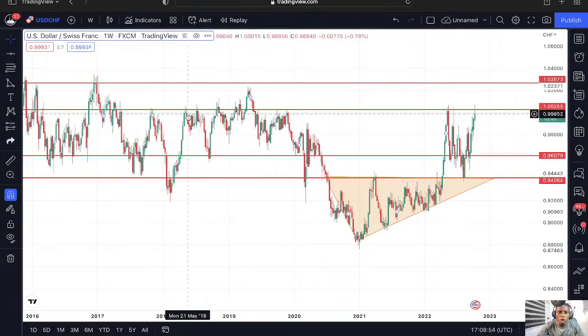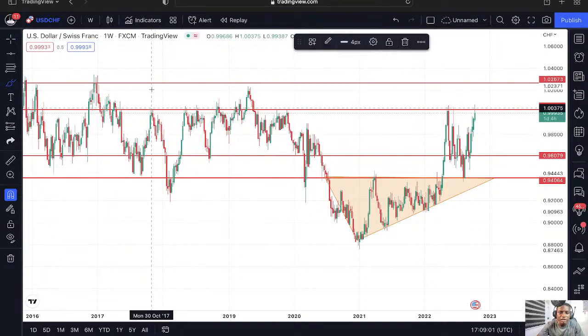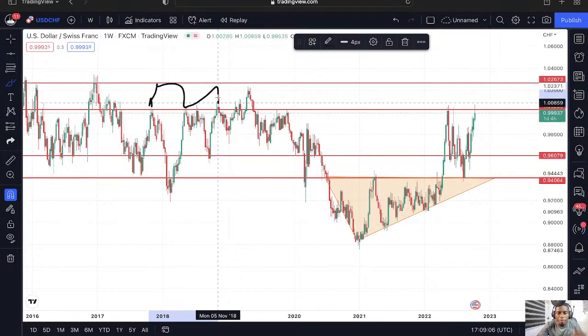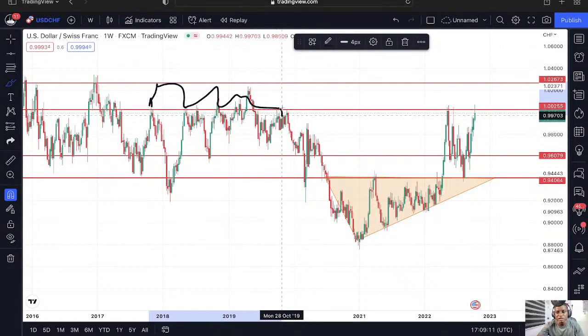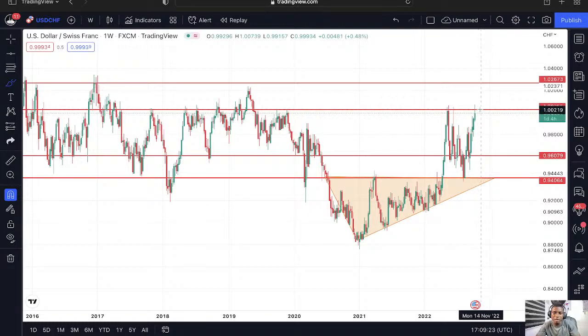If you look closely, you can see how price was rejected here. Price came up here and was rejected. Price came here too and was rejected. Price came to that same level again. So what do you expect from price? Rejection. That is what price is currently experiencing at that level.